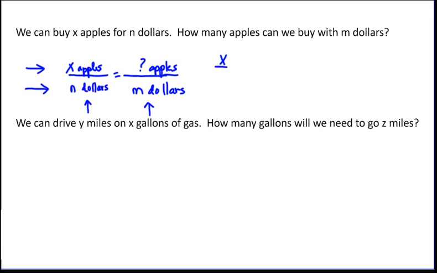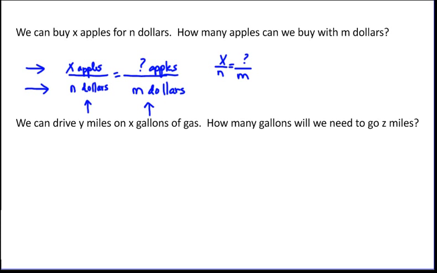We have X over N equals the question mark over M. I'm rewriting it so that it'll be a little bit easier to look at without the labels. The labels were an important part of helping us to set up the proportion correctly, but we don't need them anymore. At this point, we want to solve for the question mark.